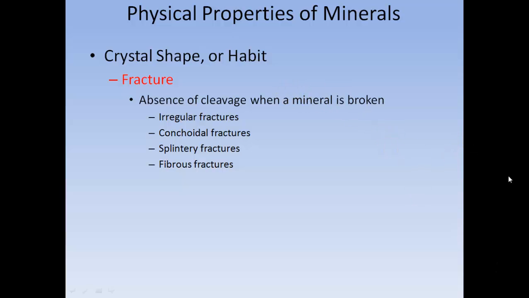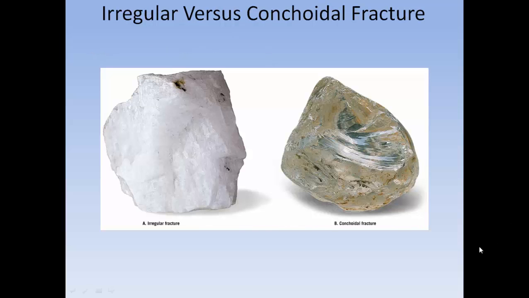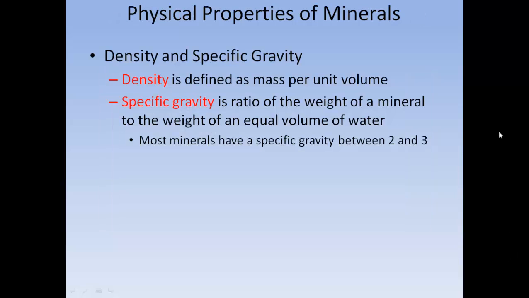Fracture is when you don't have cleavage, so that's when a mineral breaks in irregular fractures, or just a rough edge, or it might be conchoidal fractures, that circular fracture you might see when you break glass, splintery fracture into splinters, or fibrous fractures, kind of like asbestos peeling apart. So here's an irregular fracture. Here's a conchoidal fracture.